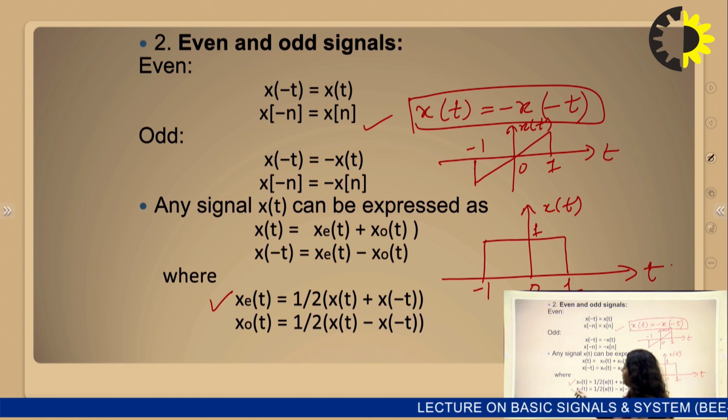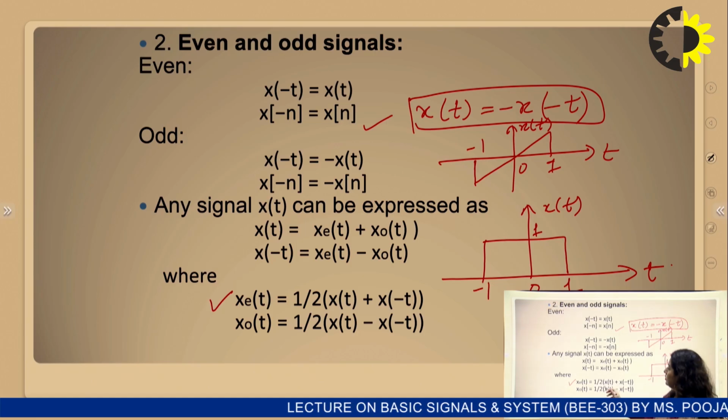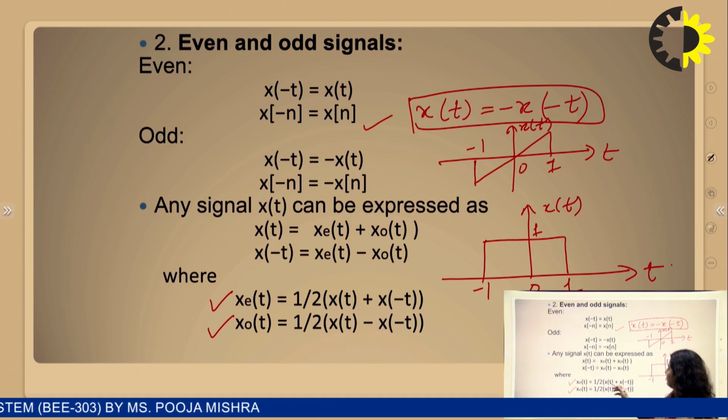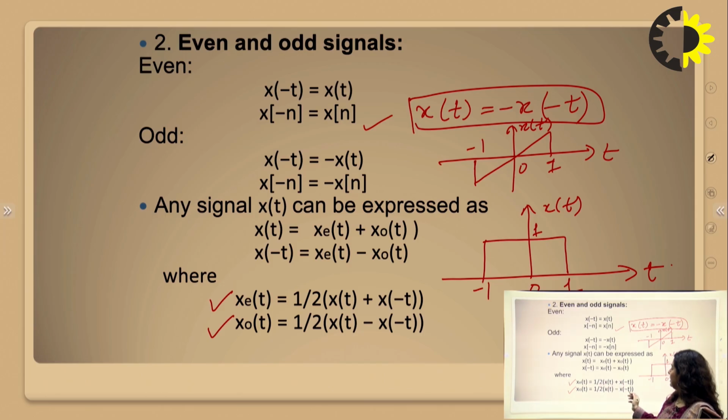The even part you can find with the help of the formula: x_e(t) is equivalent to x(t) plus x of minus t, divided by 2. Similarly, the odd part you can find as x(t) minus x of minus t, divided by 2. In the case of the even part, x of minus t is equivalent to x of t, so x(t) plus x(t) becomes 2x(t), and divided by 2 becomes x(t). So you will get the even part. Similarly, minus x of minus t is x(t). Again, x(t) plus x(t) is equivalent to 2x(t) divided by 2, and you will get the odd part or odd component of the signal. So these formulas will help you in numerical problems to find the even and odd components of signals.